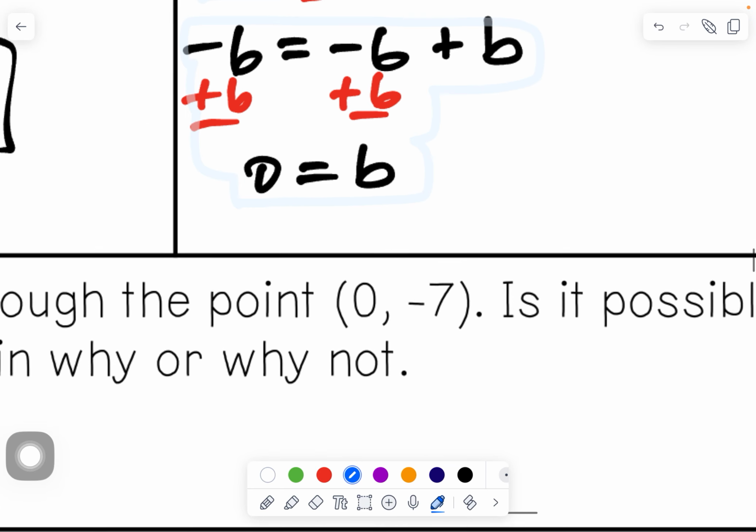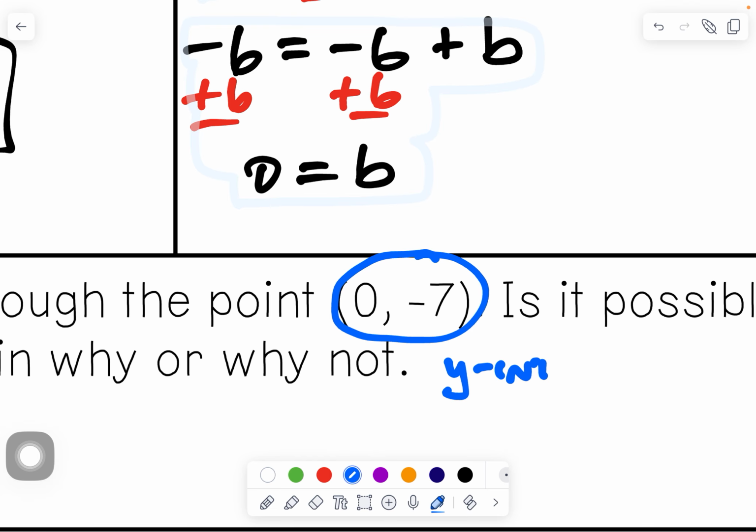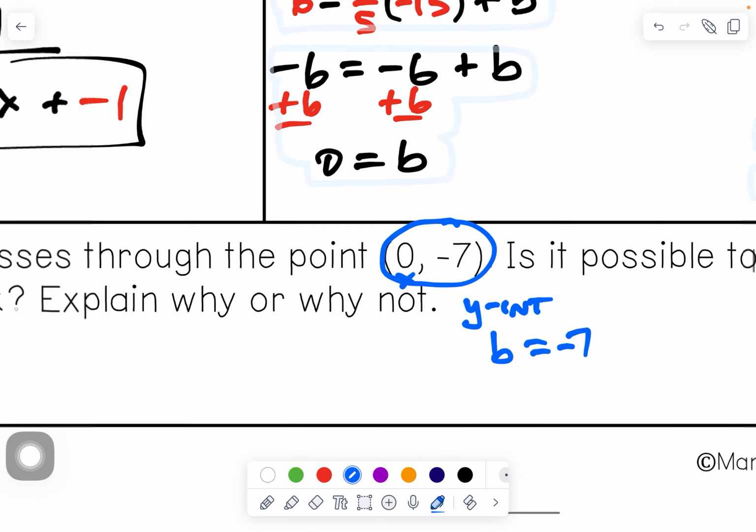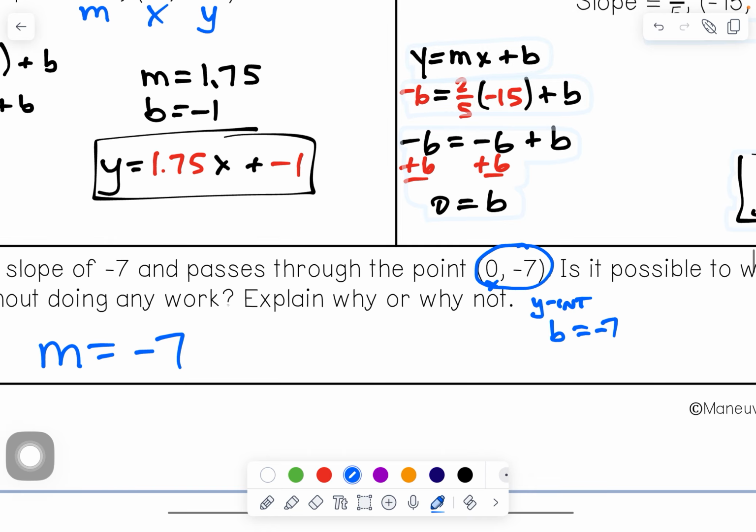Well, hopefully you remember from chapter 4 that anytime the x is 0, that y number ends up being our y-intercept. So believe it or not, if you get that scenario where the x is a 0, we already know b is negative 7. So is it possible to write the equation with no work? If you remember that, yes, it is possible. So y equals negative 7x minus 7.